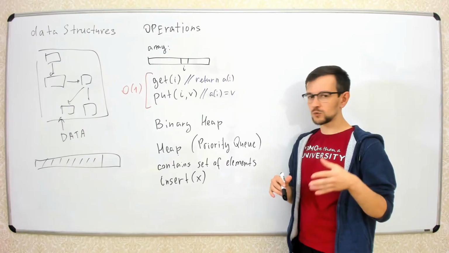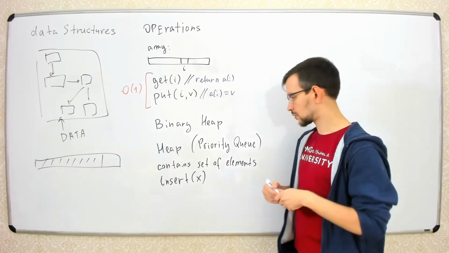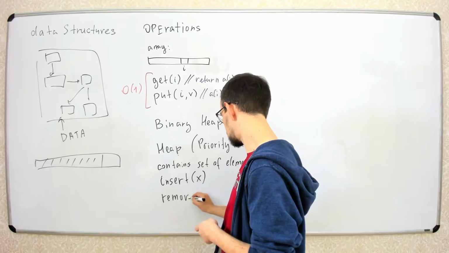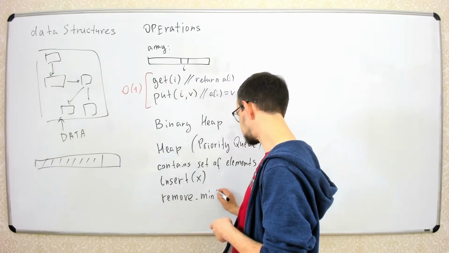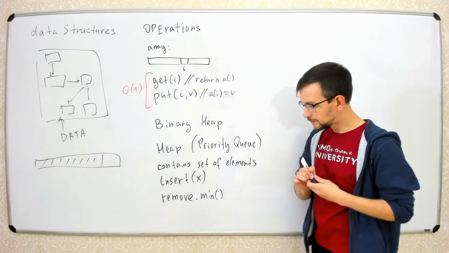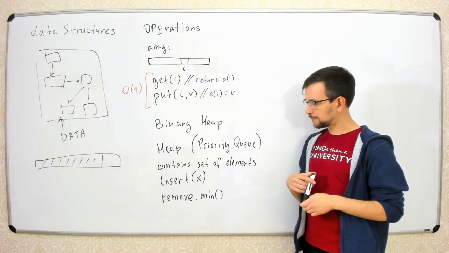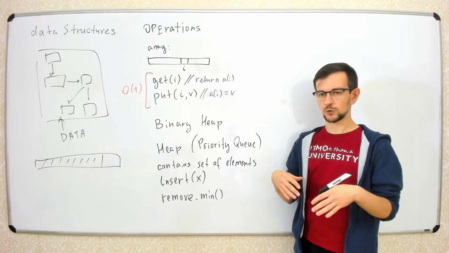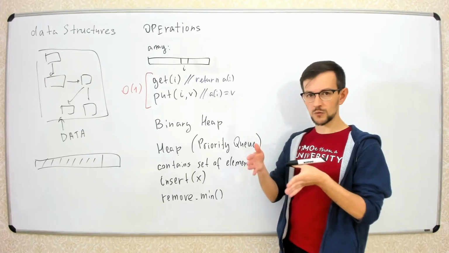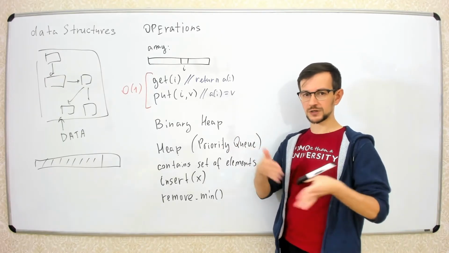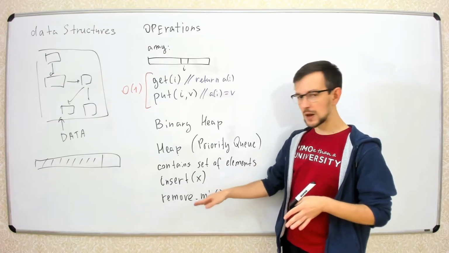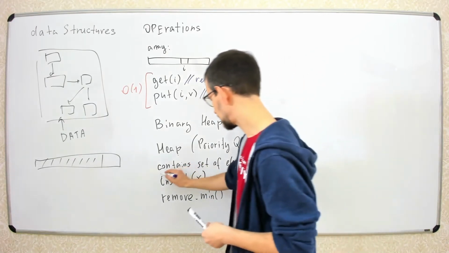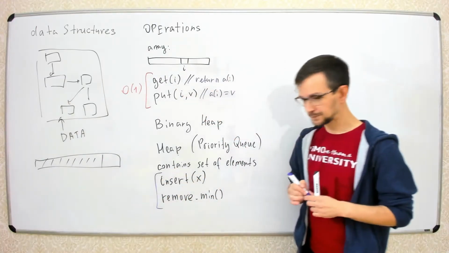And the second operation will be remove the minimal element from the heap. Minimal element means that you can compare two elements. So you have some comparator that can compare two elements, and there is always one element which is minimal in this set. Okay, so I want to make these two operations.